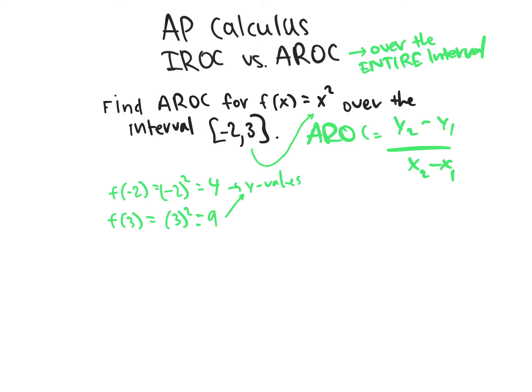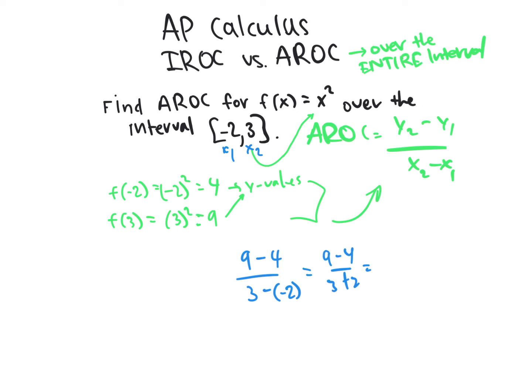Now, what do we do with this? We take this, plug it back into our beautiful AROC equation over here. So we get y2 minus y1. We'll start with 9 as our y2, minus y1 is 4. And the corresponding x2 would be 3, minus -2. That is equal to 9 minus 4 over 3 plus 2, which is equal to 5 over 5, which is equal to 1.